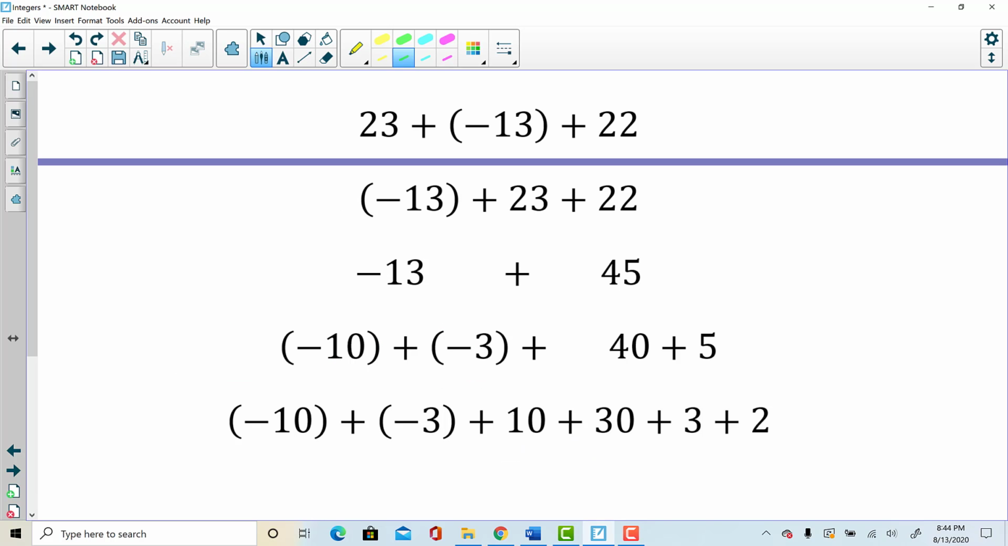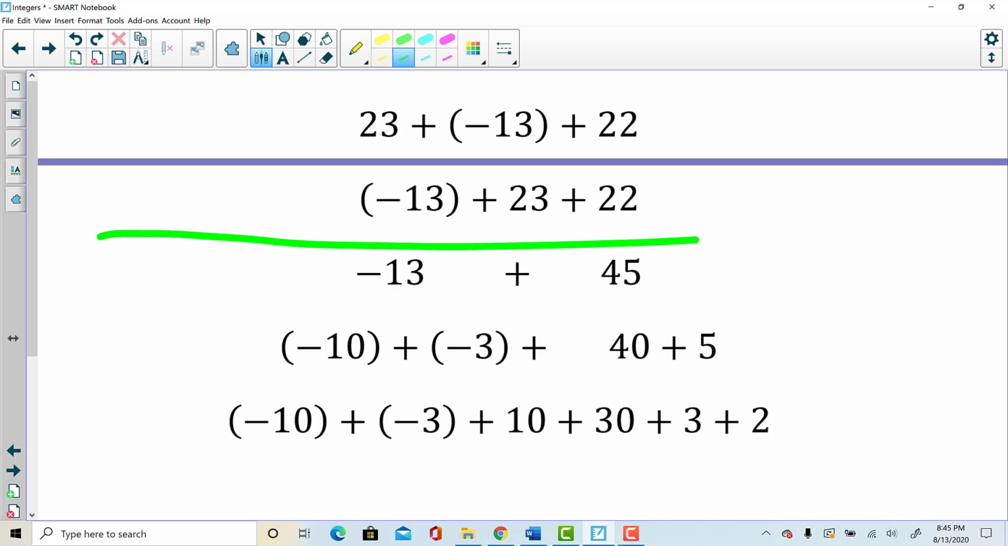What if we had 3 numbers? What would we do? Well, you want to start by combining the 2 that have the same sign. This is a positive, and this is also a positive. So we're going to get those together next to each other. So I'm moving these two. 23 plus negative 13 is the same thing as negative 13 plus 23. That's the commutative property of addition. Now I'm going to add up the 2 that had the same sign. 23 plus 22 is just 45.